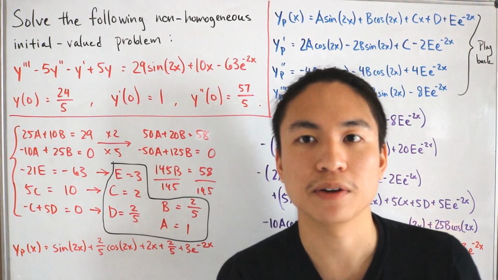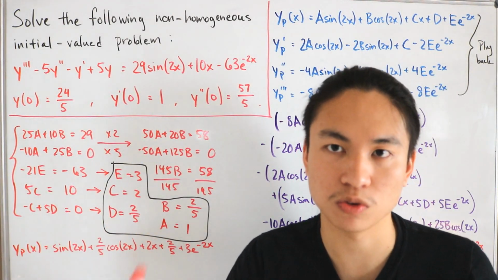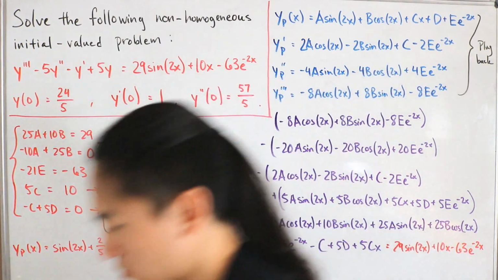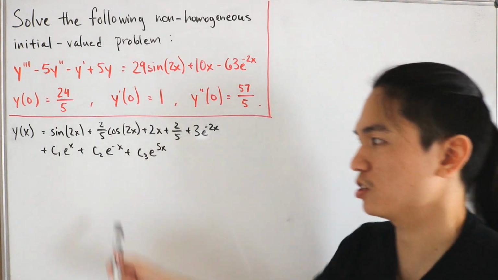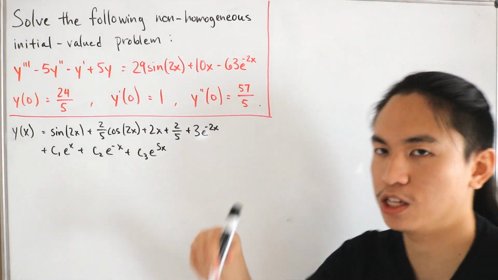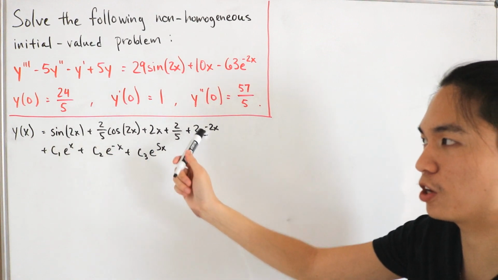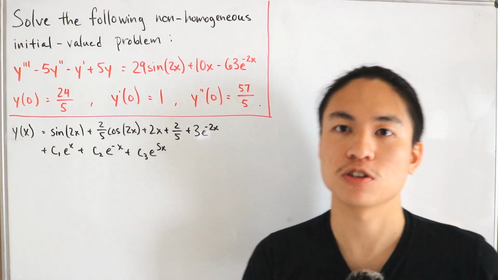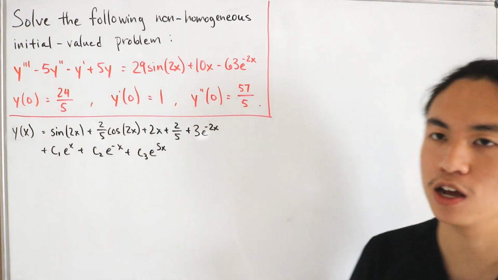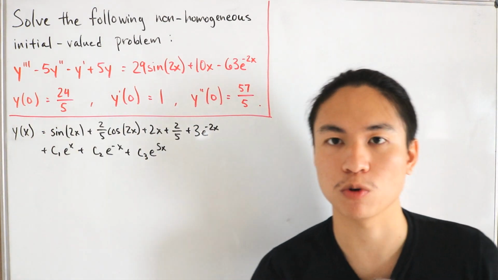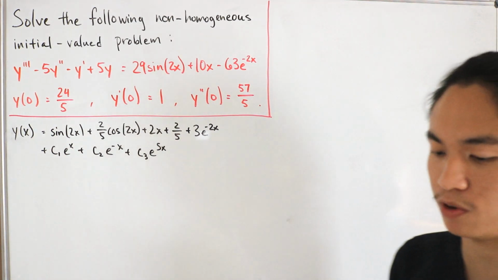What I'm going to do now is erase all this and write down our general solution, and then we'll get to solving with the initial conditions. So this is adding together our homogeneous solution, which is the linear combination C1 e^x, C2, and C3, add this with our particular solution that we just solved over here. So now all that's left is to find the final general solution using the initial value conditions given. We have y(0) equals 24 over 5, y prime of 0 is equal to 1, and y double prime of 0 is equal to 57 over 5.